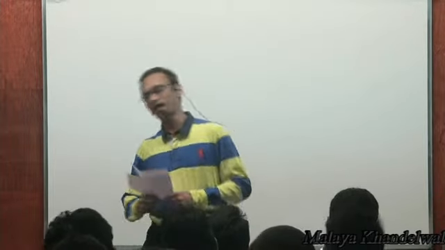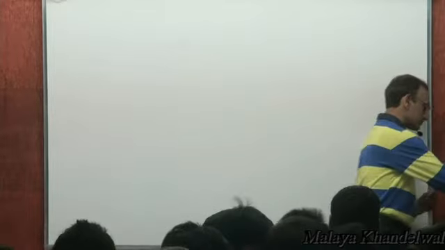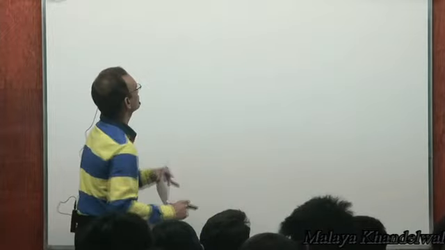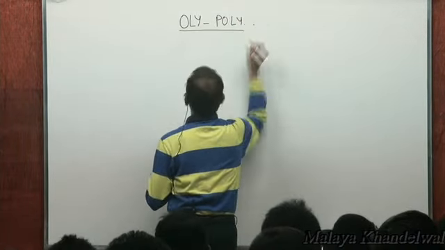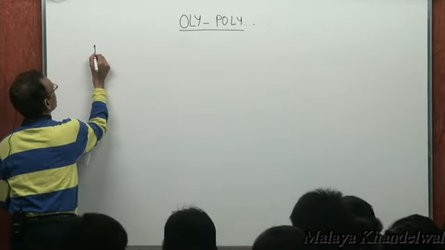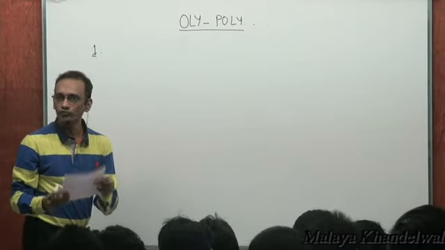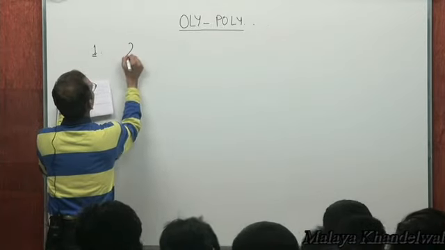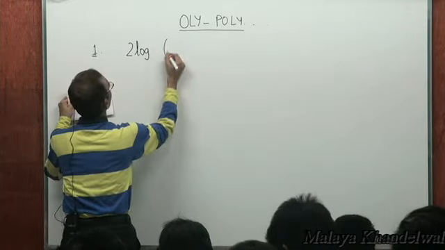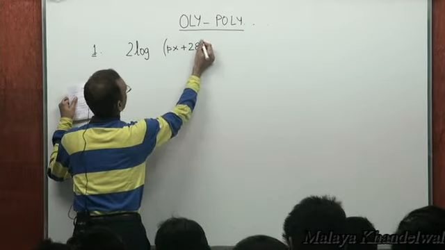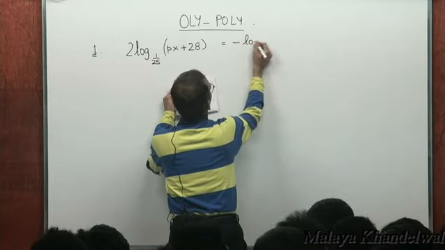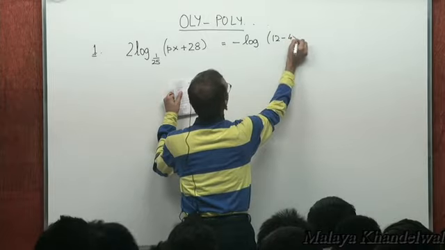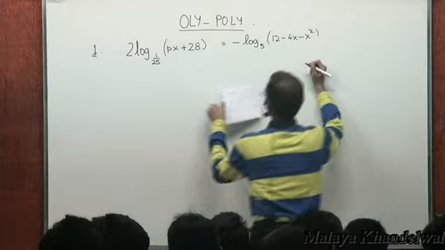Let me illustrate the first few problems so that you gather the momentum required to move to the next problem of the sheet. Refer to problem 1, Ollie Poly. We want to find the values of the parameter P for which 2 log (Px plus 28) to the base 1 by 25 equals minus log (12 minus 4x minus x squared) to the base 5 has only one solution.